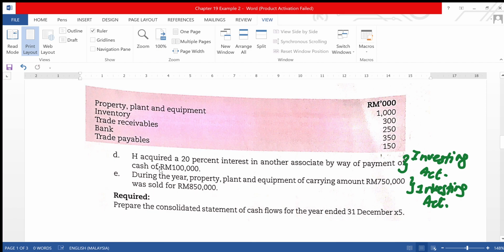And then H acquired a 20% interest in an associate company, investing activity. And also property, plant and equipment disposal, also investing activity. If you remember, for disposal under investing activity, it will be divided into two: one non-cash item under operating activities, and also the actual amount received, which is under investing activities.